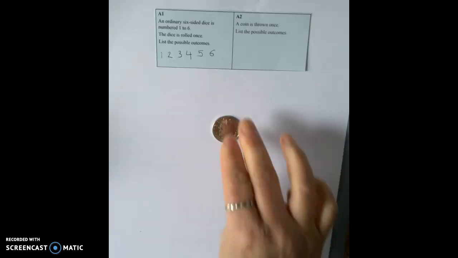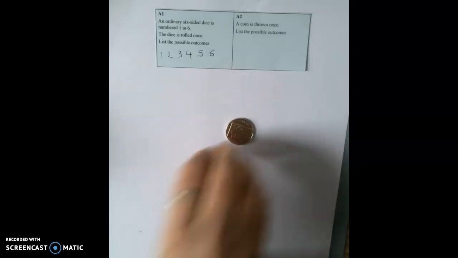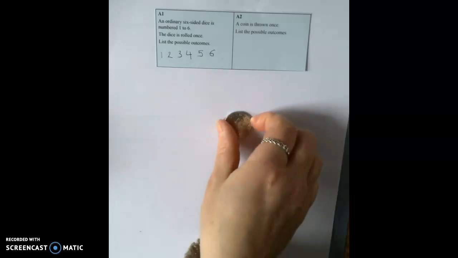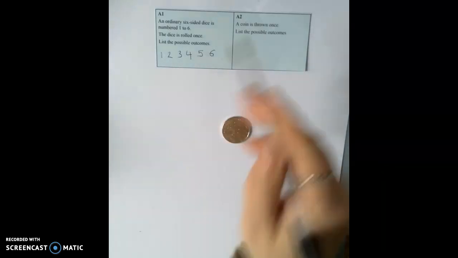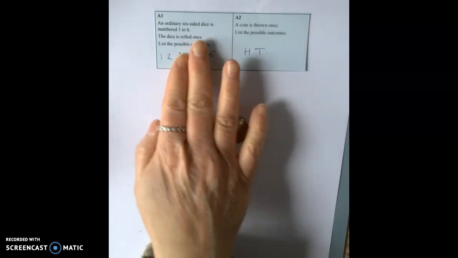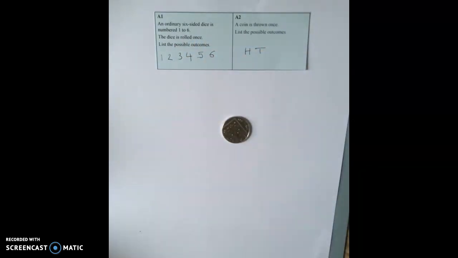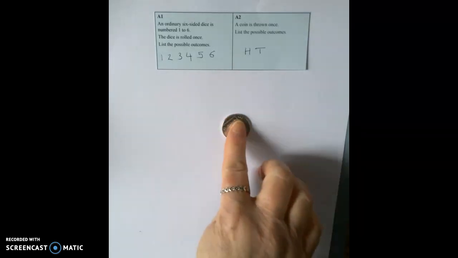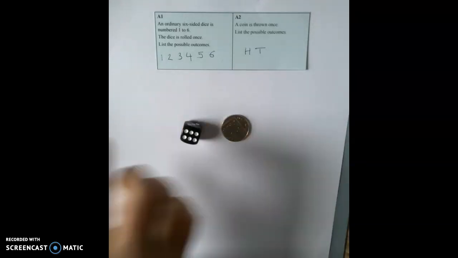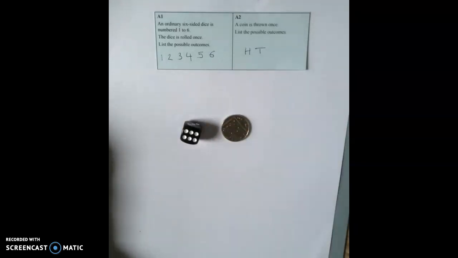Well, if you have a coin, it can either land with the heads faced up, or it can land with the tails faced up. So we've already got two possible outcomes, heads and tails. That would just be what we list here, heads or tails. Now the thing about both of these examples is that they're a single event. You're only tossing the coin once. Same with the dice, you're only rolling it once. So they are both single events.